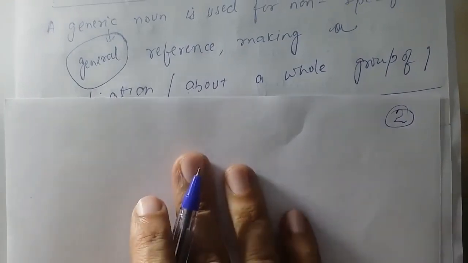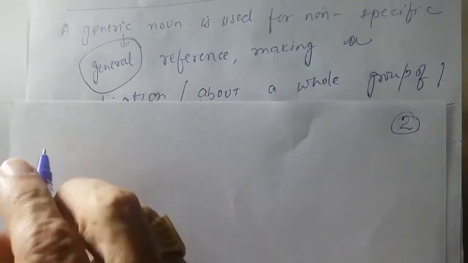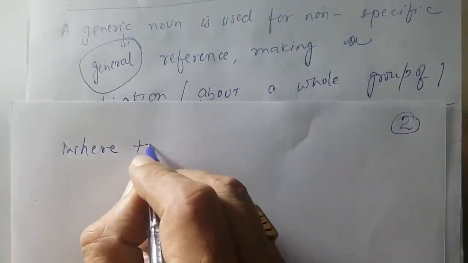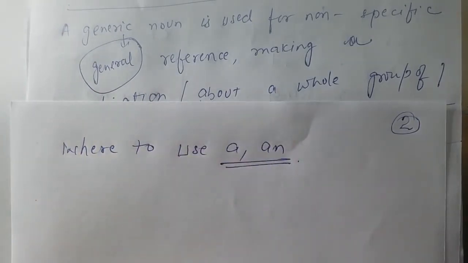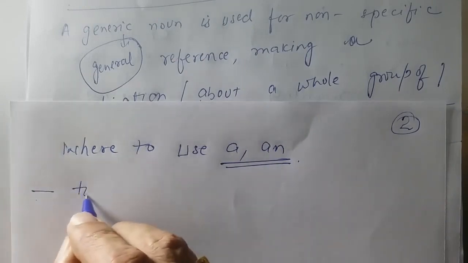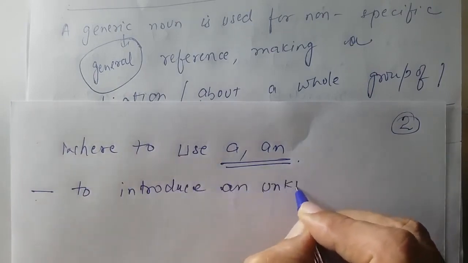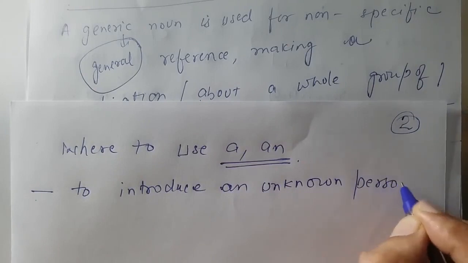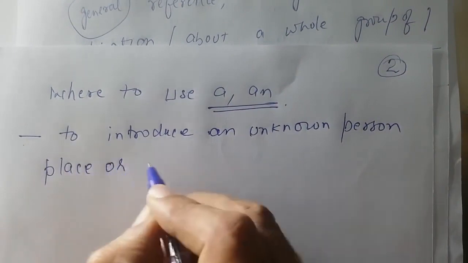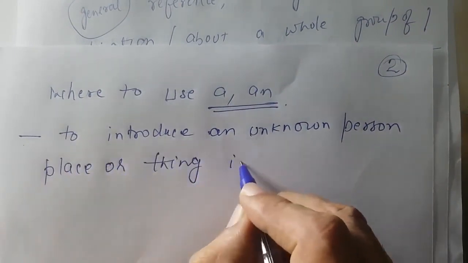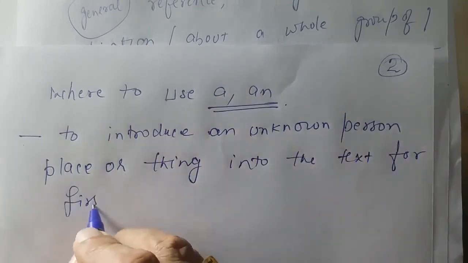Remember this one, okay? Where to use a or an. They are also known as indefinite articles. I already told this thing: to introduce an unknown person, place or thing into the text for the first time. Correct your writing accordingly, please.